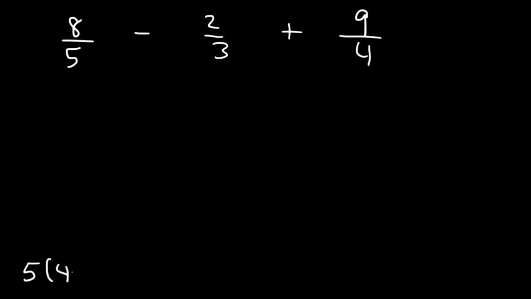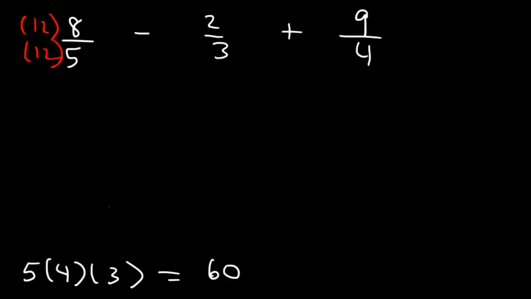If we multiply 5 times 4 times 3, 5 times 4 is 20, 20 times 3 is 60. So 60 is going to be the common denominator that we're going to try to get. So we're going to multiply the first fraction by 12, because 12 times 5 is 60, and the second one by 20, because 20 times 3 is 60.